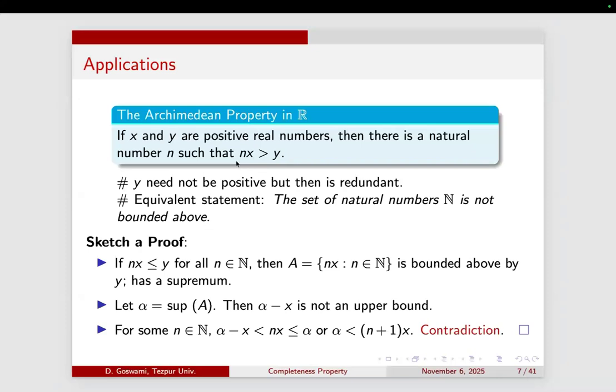For example, if you assume this is not true, that nx is not strictly greater than y, then it must be that nx is less than or equal to y for all n. And then this set A is bounded above. That means it should have a supremum alpha. Anything less than that supremum is no longer an upper bound, so I must have an element from A. And this simply says that alpha is strictly less than nx plus x, that is, (n+1)x, which is an element of A. So alpha is no longer an upper bound, so it has to be a contradiction.